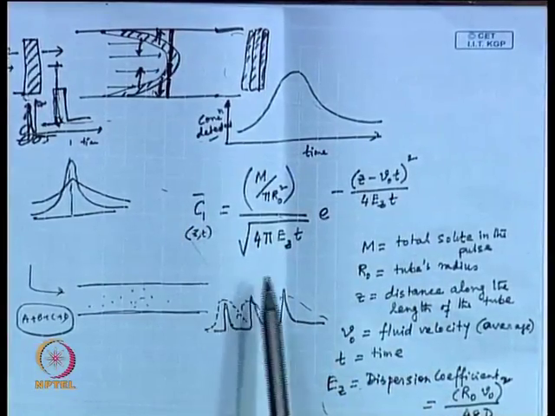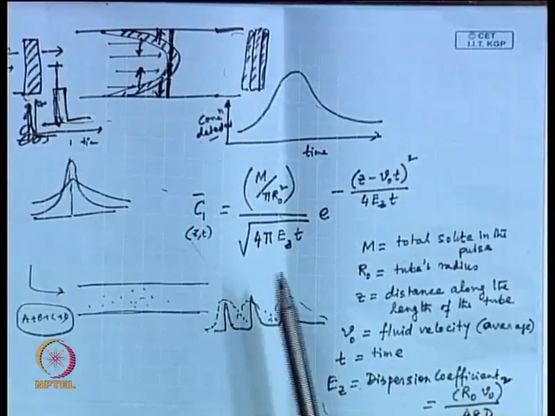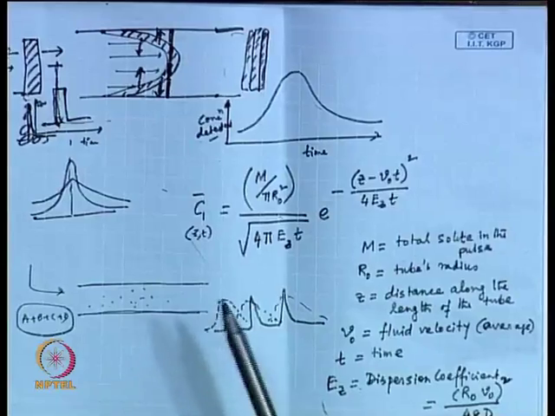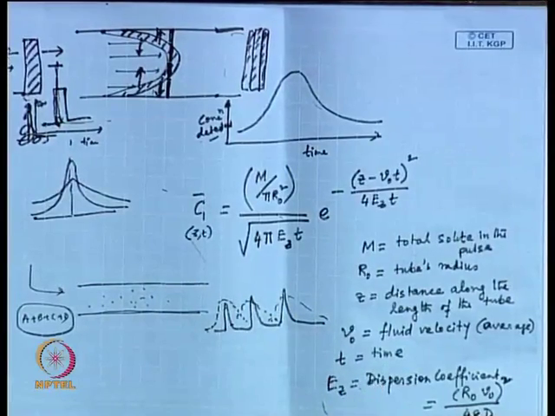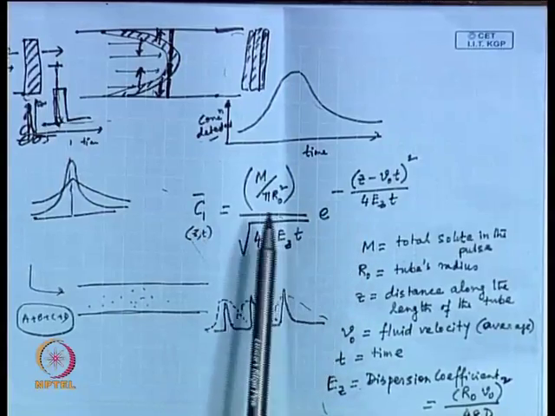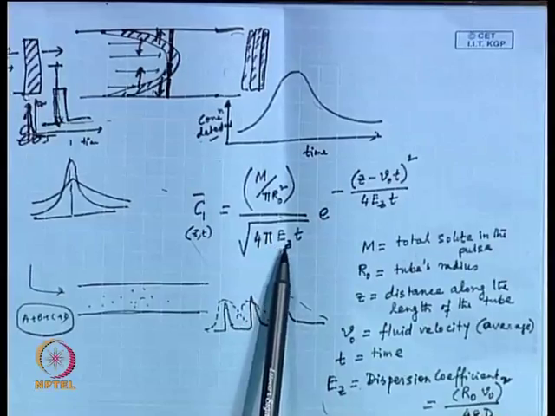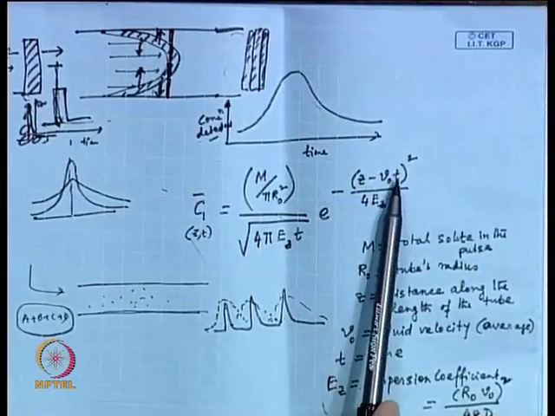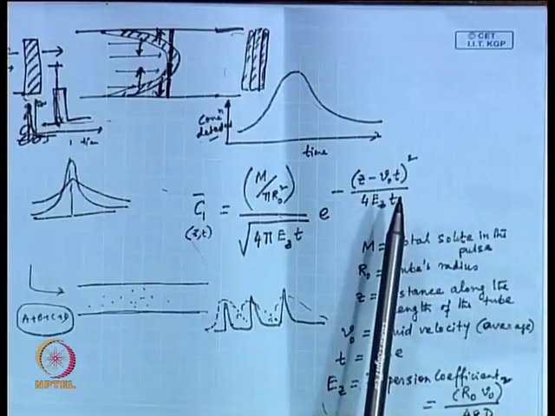You have this kind of functionality, and I told you at that time that this functionality has something in common with what we have already discussed before when we talked about diffusion of a spot of tracer in an infinite medium. We had a very similar expression at that time. However, there, instead of Ez, we had the diffusivity term, and instead of z minus v 0 t, we had some dimension of length.